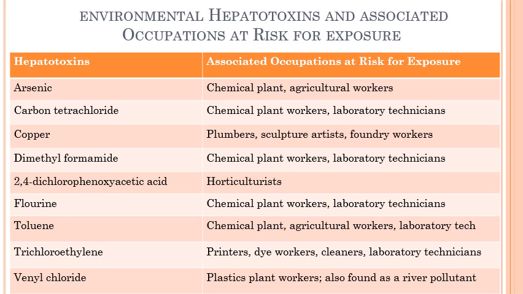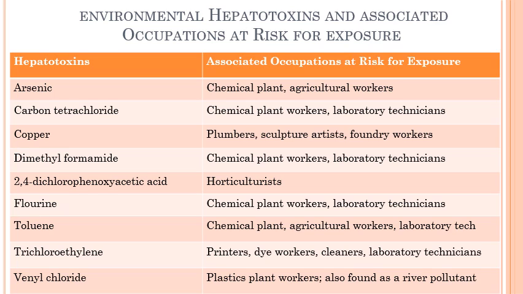Not only the drugs, but certain chemical substances that are used in the industries can damage the health of occupational workers. These include the arsenic, which can affect the workers who are working in chemical plants, or even the agricultural workers who are using certain substances containing arsenic. The second is the carbon tetrachloride. These affect the chemical plant workers as well as the laboratory technicians.